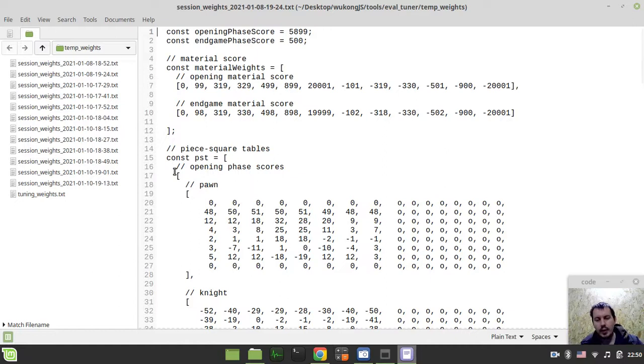I tried both datasets for tuning, but for me personally, this GM2600s, which I introduced in the previous video describing how Texel's tuning generally works, worked much better. The values I came up with so far are used from those particular GM2600s positions being extracted from the PGN file.